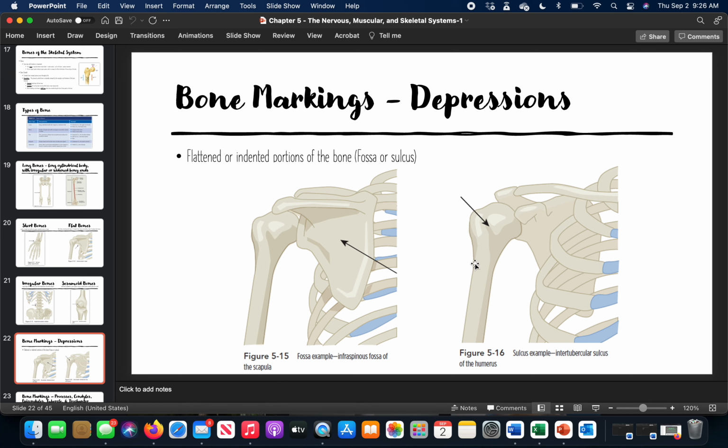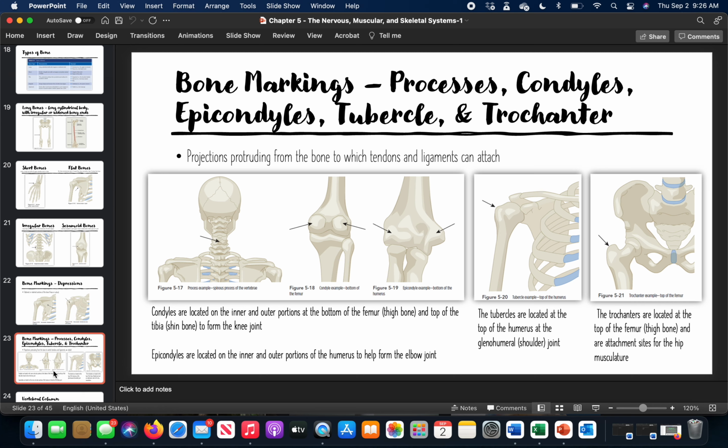Another one would be the intertubercular sulcus of the humerus. There's a depression right down through the center here. Again, a sulcus means a depression, a dip, kind of like the divots in your brain. It's the same premise. Then on the left side here, we have what we call a spinous process of your vertebrae. It's what sticks out in the back, and again, it's for muscle attachment.